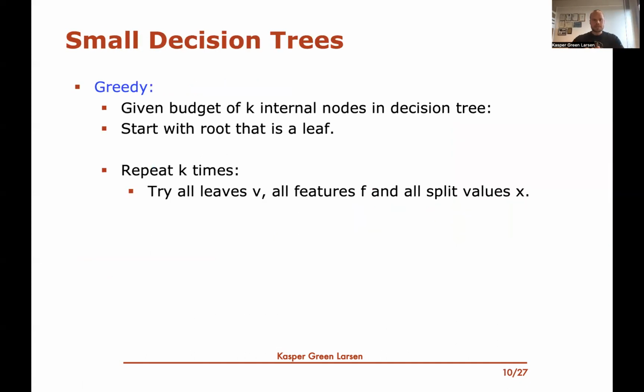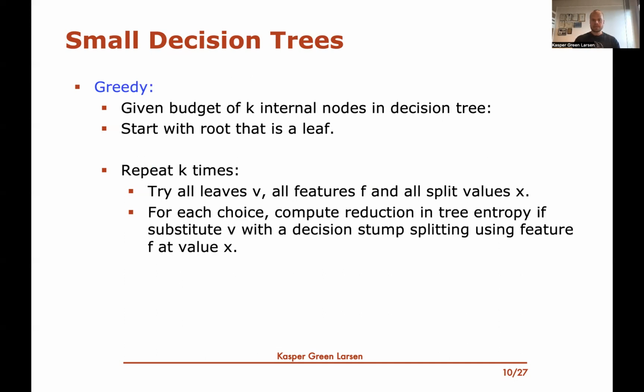Okay. So with this intuition of entropy, we can go back and revisit this greedy algorithm. If you remember the algorithm, if we have a budget of k internal nodes to include in our decision tree, then we started out by constructing a root that is just a leaf. And then we repeated k times: we take all the leaves in the current tree, we test all the different features that we have, and all the possible split values for that feature. And for each choice, before we computed the accuracy that resulted from doing the split, but this time instead, we compute how much the entropy of this tree decreases if we substitute v with this decision stump where we split using the feature that we chose and the value x.